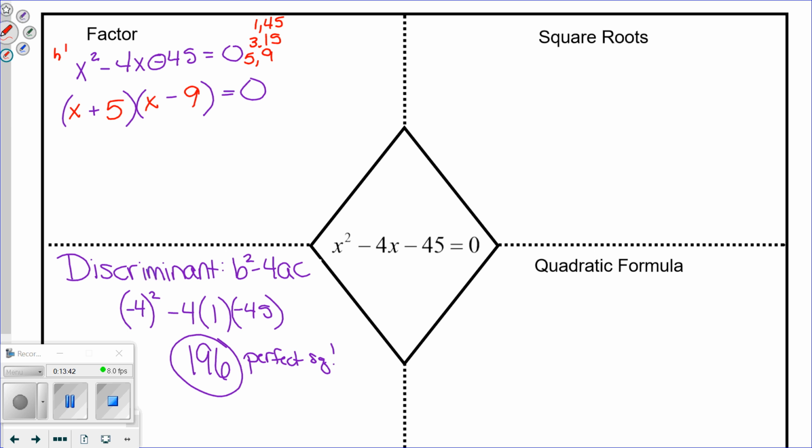All right. From there, set each factor equal to 0. Again, if you were at a place where you can do this in your head, feel free. We'll go ahead and solve. So x equals negative 5 and x equals 9.